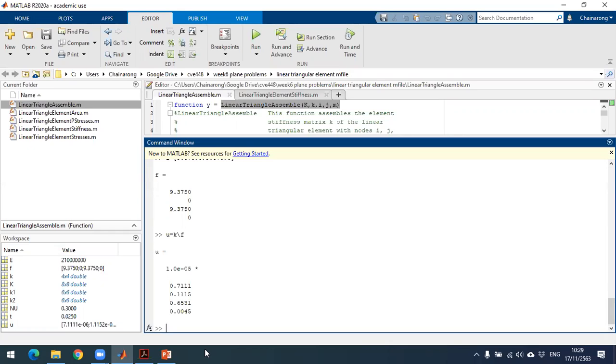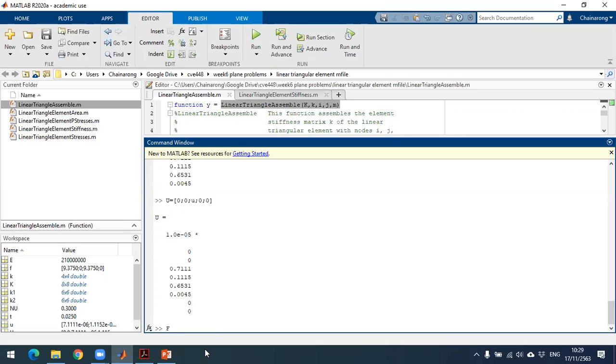Okay, and according to this, we are solving the post-processing in order to find the reaction. We have to define the total displacement first, which is equal to 0, 0 for node number 1, and U, and 0, and also 0 for the last node. Then we have this.